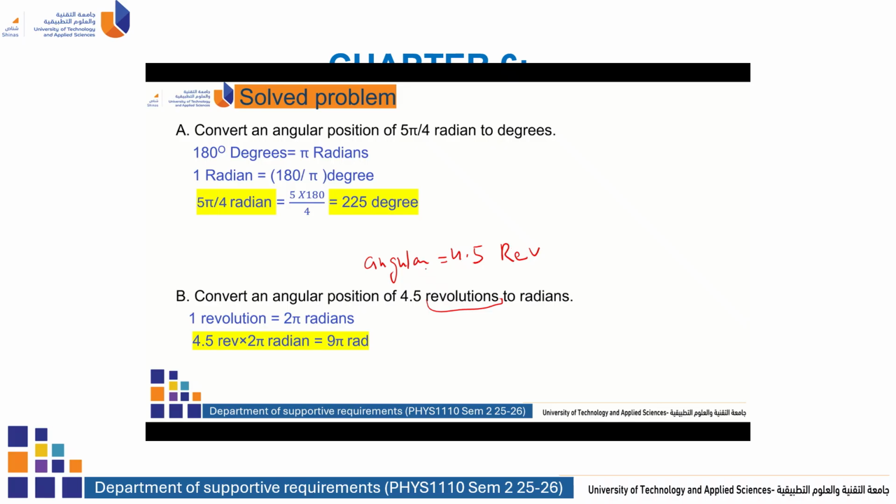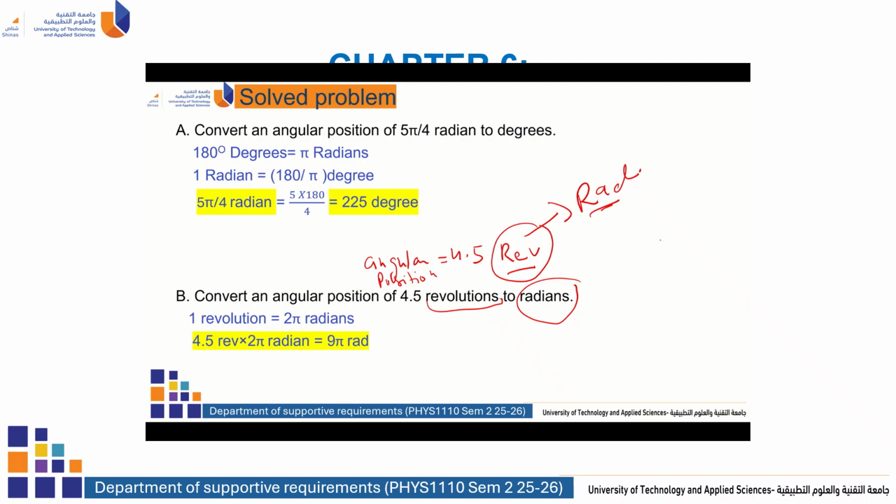So some angular position is given. This is 4.5 revolutions, and they are saying change this revolution to the unit of radians. So we can find the relation between the revolution and the radian. Revolution is nothing but one circle.